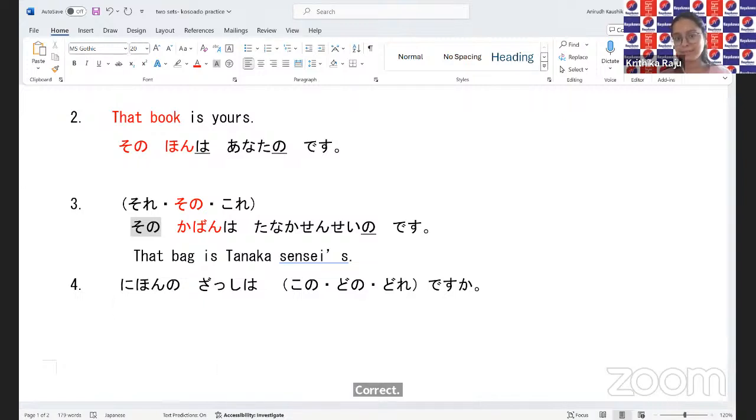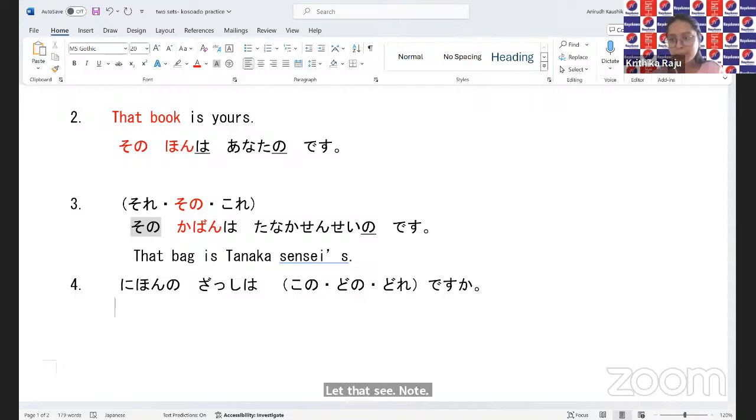Exactly. Okay. And what about dore and dono? Dore is a question word, so it means which. So you use it to say which is it. As for your bag, which is it, right? So dore is used whenever you want to ask a question. Dore desu ka will mean which is it. Watashi no kaban wa dore desu ka? As for my bag, which is it?